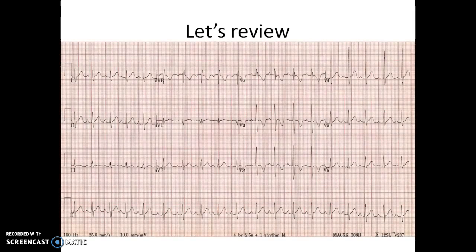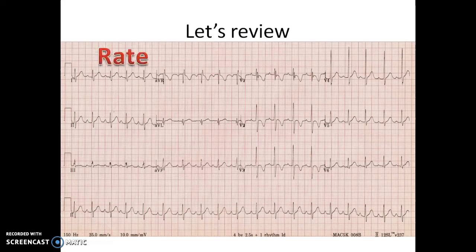So the first thing we're going to do, we are broken up into groups today. So 1, 2, 3, so there are 4 small groups, okay? The first thing we're going to do is just review, when you're given an ECG, what's your system? What's the way that we move along and look at it?